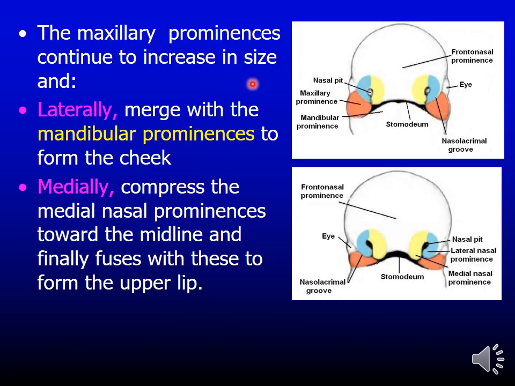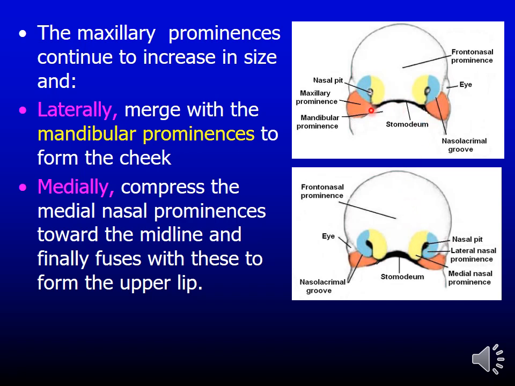The maxillary prominences continue to increase in size. Laterally, they merge with the mandible, forming the cheek. This is the maxillary process merging with the mandible, forming the cheek. Whereas medially, the maxillary process on both sides compresses the medial nasal prominences, as you see here.